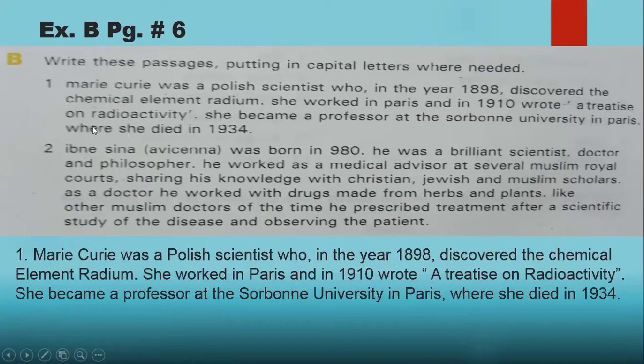I have done one for you. Like say Marie Curie. Now Marie Curie is the name of a scientist. So I made the M capital here and the C capital here. Marie Curie was a Polish scientist. Polish is from Poland, so this is actually the name of a specific nation. So P will become capital. Scientist will not be capitalized because it can be any scientist. Who in the year 1898 discovered the chemical element radium.